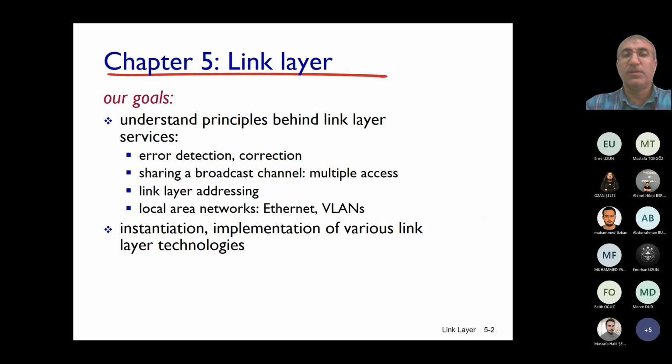So let's see what the main goals in this chapter are. First of all, we are going to try to understand the principles behind these link layer services. The services that we provide at this layer are as follows. The first function is error detection and correction, because when we transmit the bits, these bits can be flipped. So we need to detect these bit errors as well as correct them.